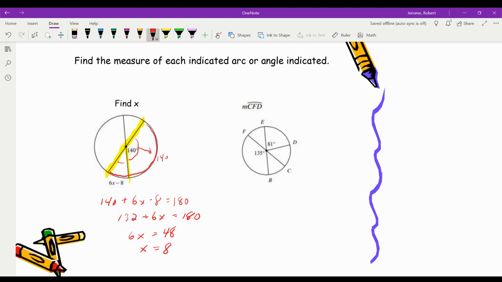Looking at our next question, we're looking for the measurement of arc CFD. So I want to find it. C. Now, I have to go through F on my way to D. So I have to go this way, and I'm following the curve. I'm not going to get to F and then cut through. I'm going to keep following that curve. So I'm looking for almost a whole circle.